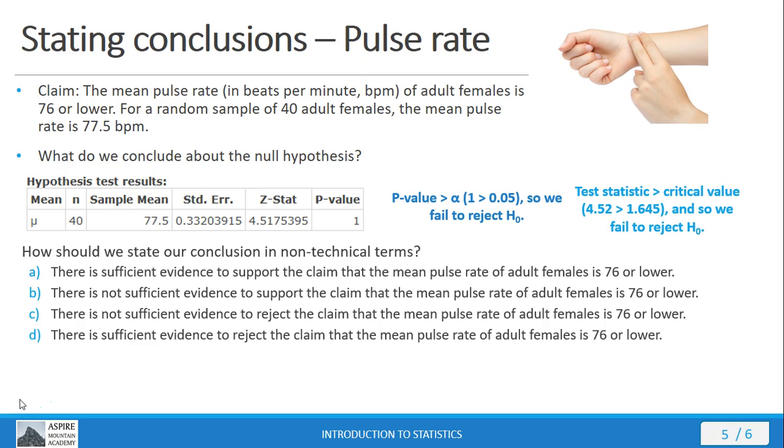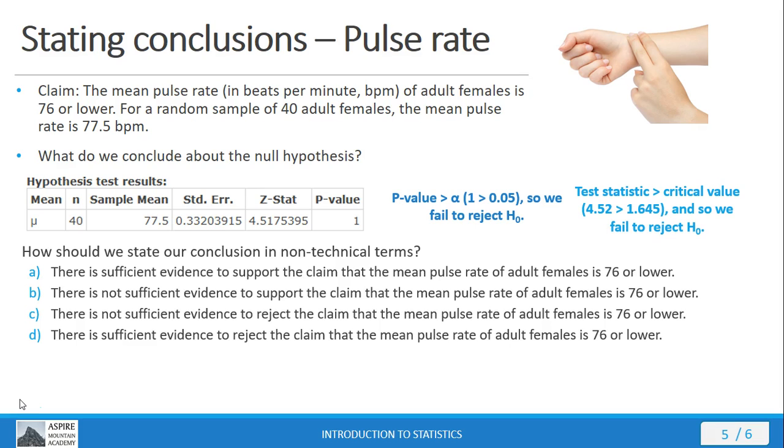Okay, let's see how well you did with this. So the first part of the statement comes from the result from the hypothesis test. Do we reject the null hypothesis or fail to reject the null hypothesis? Well, here we're clearly failing to reject the null hypothesis. And so the language you use for that is there is not sufficient evidence. So we know the answer is going to be B or C.